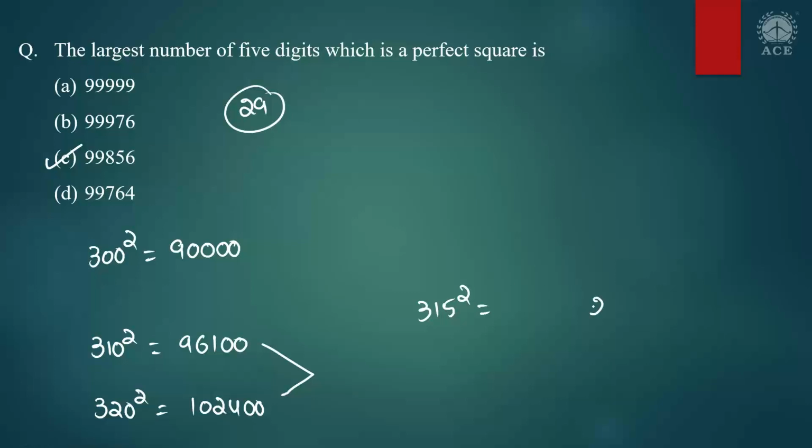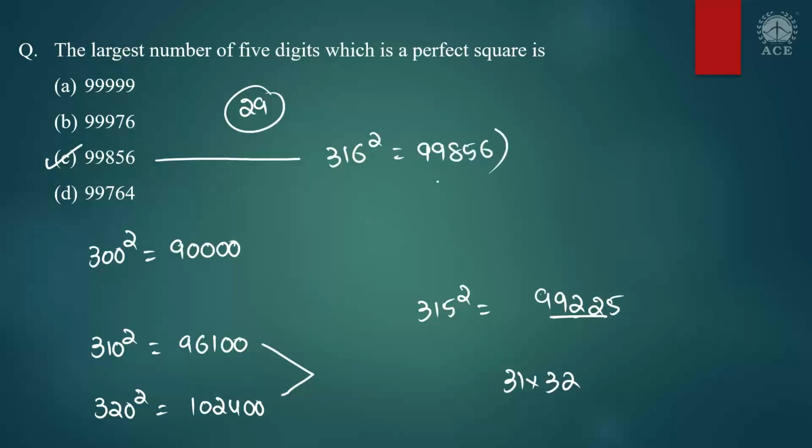315 square: 5 square means 25. Ekadikena Sutra, one more than 31, 31 into 32, we can apply. 961 and 31 is 99225. This is actually 315 square. This is not the largest. Now, if we try 316 square, we get this. This is 316 square, my dear friends. We should go to 316 square.